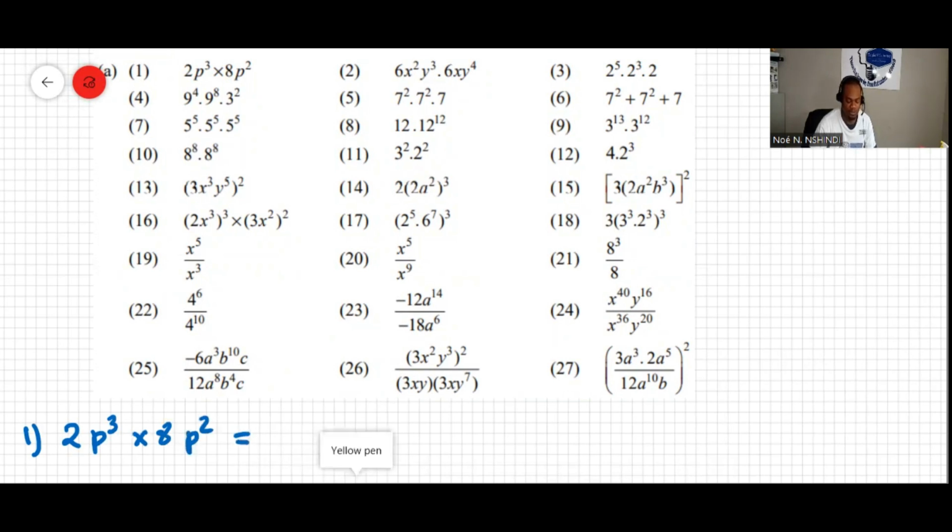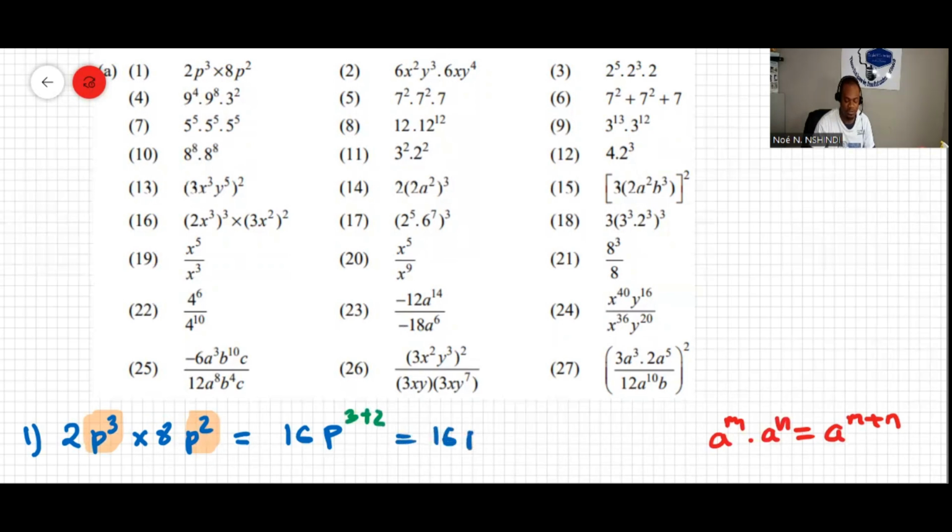What can we do here? For the constants, 2 and 8, we just multiply them, and this will be equal to 16. Now the variable is p raised to the power of 3 and then p raised to the power of 2. We remember the formula that says a to the m multiplied by a to the n is equal to a to the m plus n. So we apply this formula here: p raised to the power of 3 plus 2. And the answer is 16p to the 5.